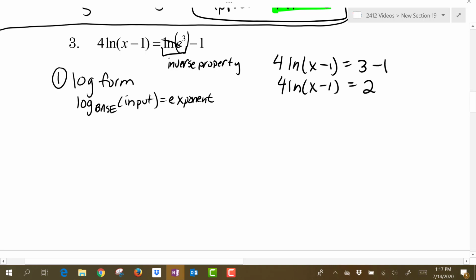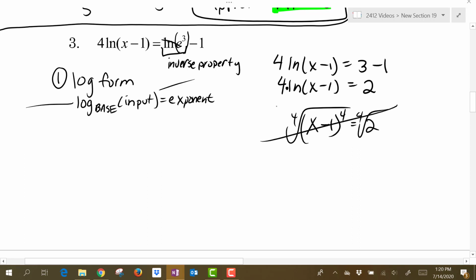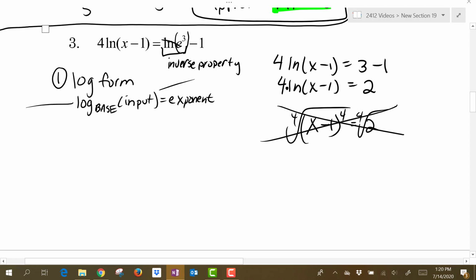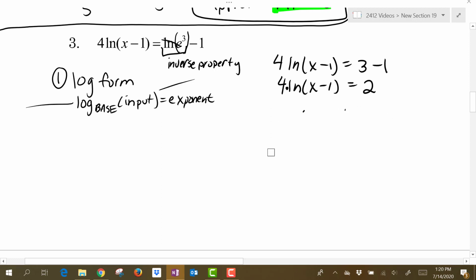Now our goal is to have one log by itself on one side with nothing in front of it and nothing behind it, just log, base, and the input. Right now we have a 4 that's multiplied times the front of that log. Now there's a couple of different ways you could deal with that. One way would be to put the 4 back on as the power on that input. But if I do that, then I get this equation that I have to solve that has a power of 4, so at some point I'm going to have to take like a 4th root of both sides, and I really don't want to have to go there. Is there a simpler way that we could solve this problem without obtaining a power of 4?